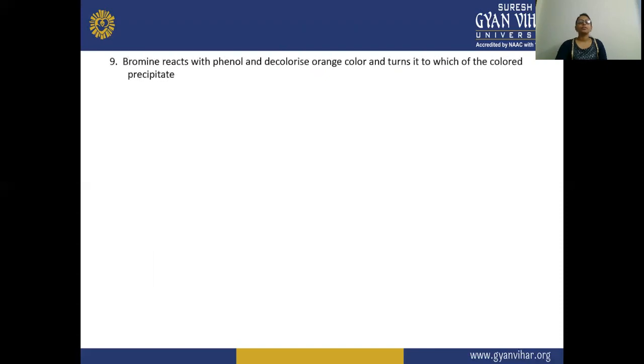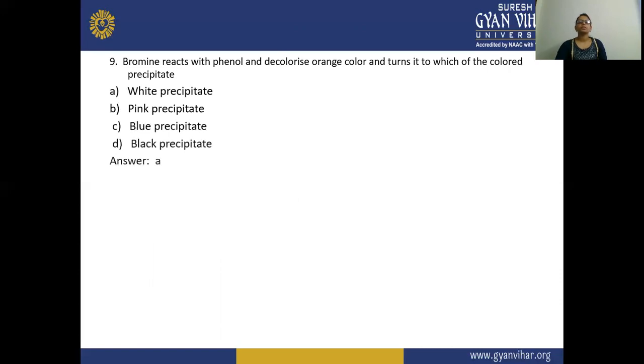Next: bromine reacts with phenol, decolorizes the orange color, and turns it into which colored precipitate? The options are white precipitate, pink precipitate, blue precipitate, black precipitate. So here we are getting the white precipitate.